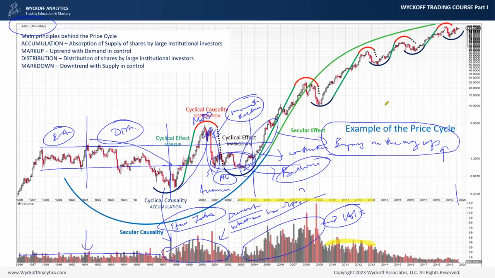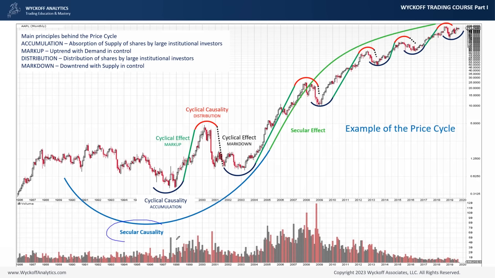And you could see here that even though we have a secular causality and we have a secular effect, we are also seeing much smaller cyclical price cycles, where we are seeing the cyclical causality, either accumulation or a distribution, accumulation or a distribution, and it goes on and on. We also see it in cyclical effects, right? So smaller uptrends, smaller downtrends, smaller uptrends, smaller downtrends, and so on and so forth. And that's how price unfolds in consolidation and in the uptrend.